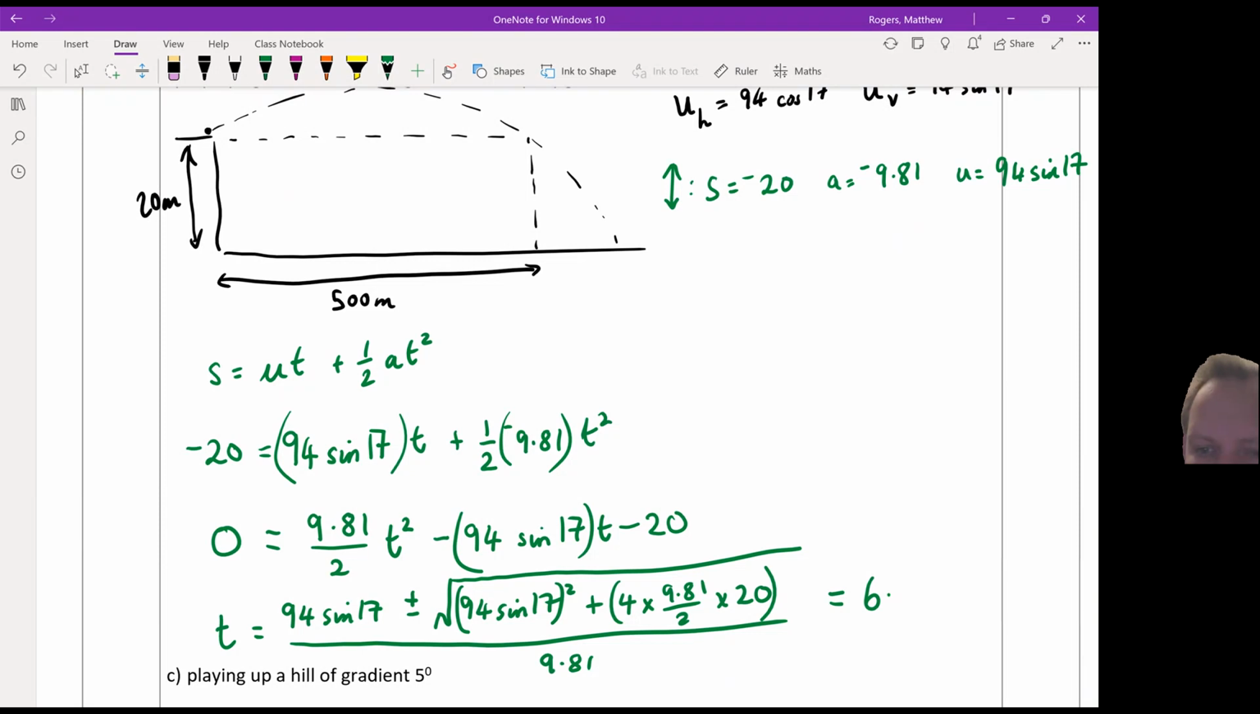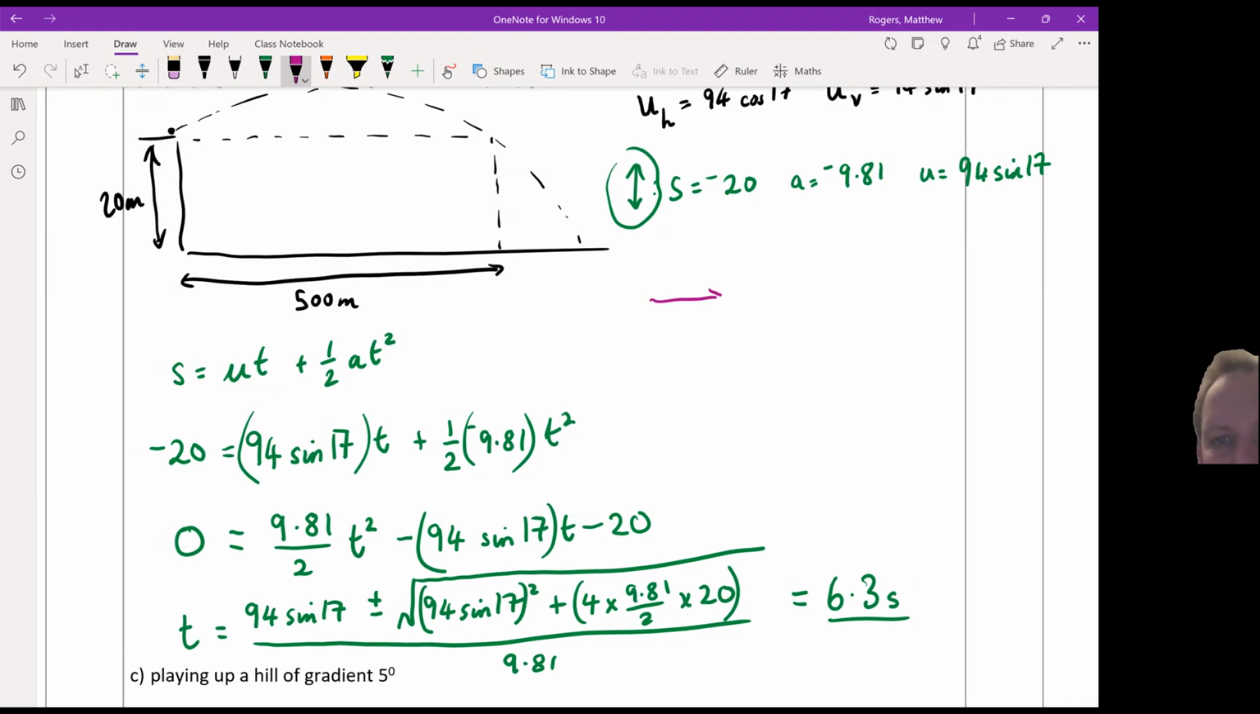It is 6.25, so we're going to round it to 6.3 seconds. So there, everything in green was to do with the vertical direction. I found it takes 6.3 seconds to reach the floor. So I'm going to come in this gap I've left and do everything in the vertical direction here. Again, the vertical direction is simple because there's no acceleration in that direction.